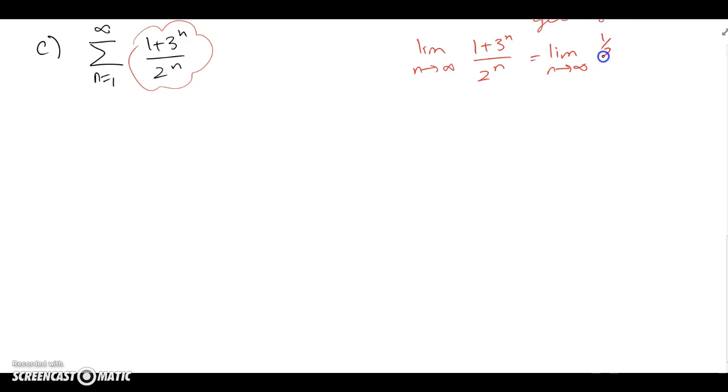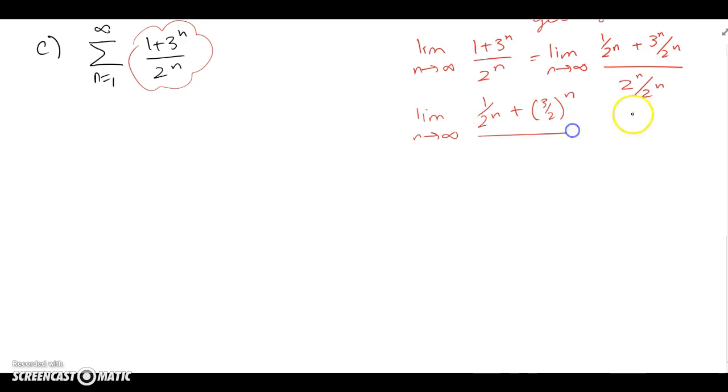So I'm going to do 1 divided by 2 to the n plus 3 to the n divided by 2 to the n, and 2 to the n in the denominator divided by 2 to the n. If I do that, I'm looking at the limit as n goes to infinity of 1 over 2 to the n plus these two guys I'm going to squish together and put it as 3/2 to the n, because they share the same exponent anyway, so why not? And 2 to the n over 2 to the n is just 1.